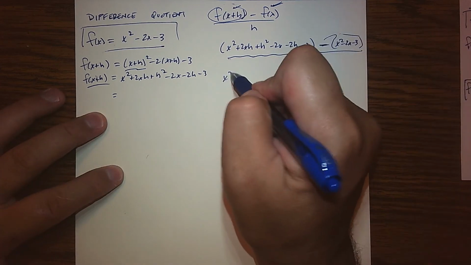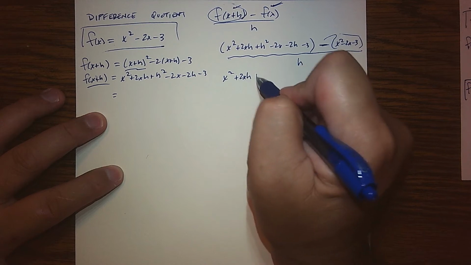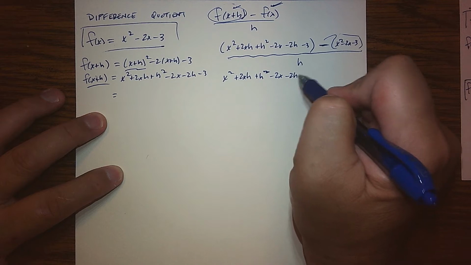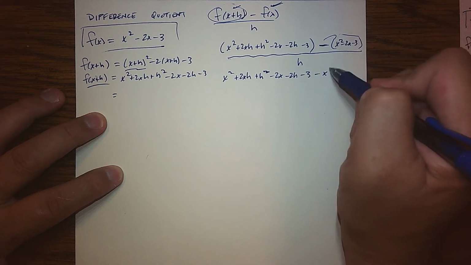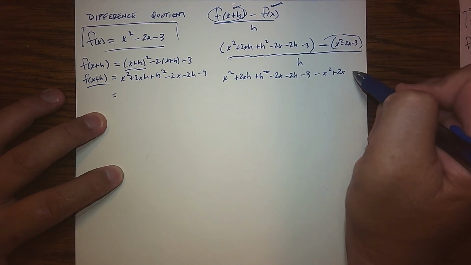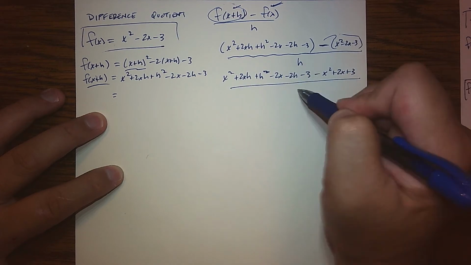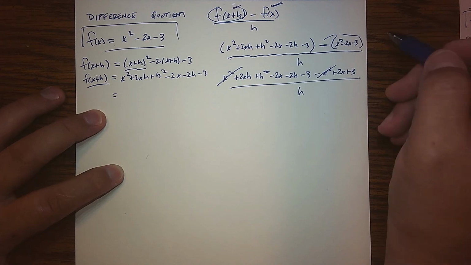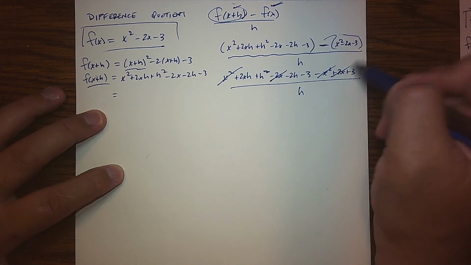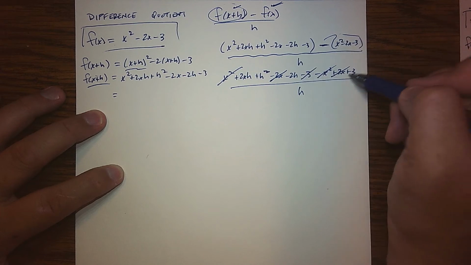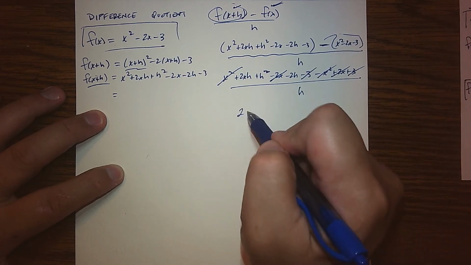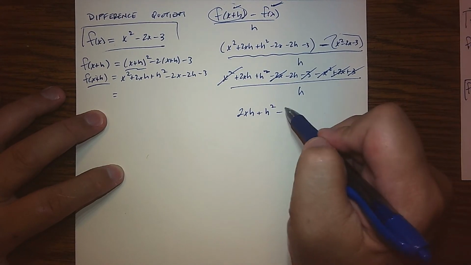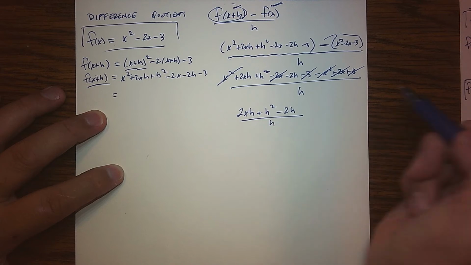Distributing back here, we get x squared plus 2xh plus h squared minus 2x minus 2h minus 3 minus x squared plus 2x plus 3 all over h. The x squareds will go away. Looks like I have a negative 2x and a plus 2x, and I have a minus 3 and a plus 3. So cleaning this up, we have xh times 2 plus h squared minus 2h all over h.